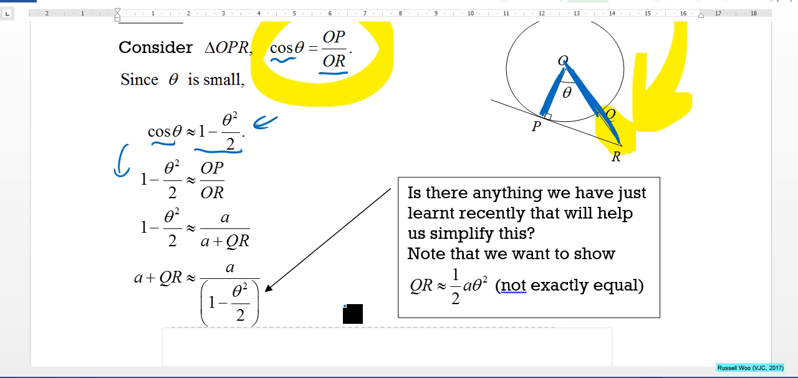Is there anything we have learned to make the theta squared go upstairs? You know what I'm saying? The theta squared is the denominator. You want theta squared in the numerator. Is there anything we've learned in maths? Yes, of course. Okay. Now, I rewrite this like that and see whether it rings a bell. It gives you some clue.